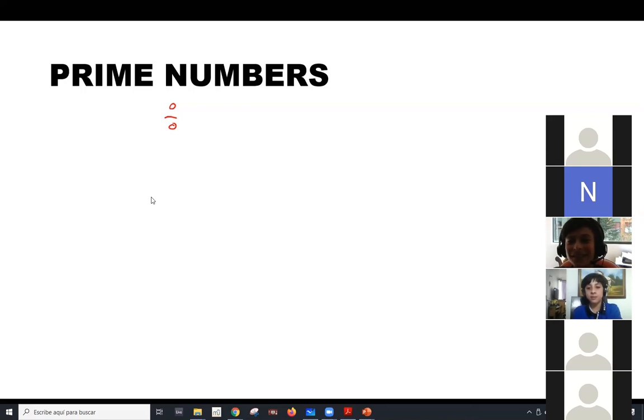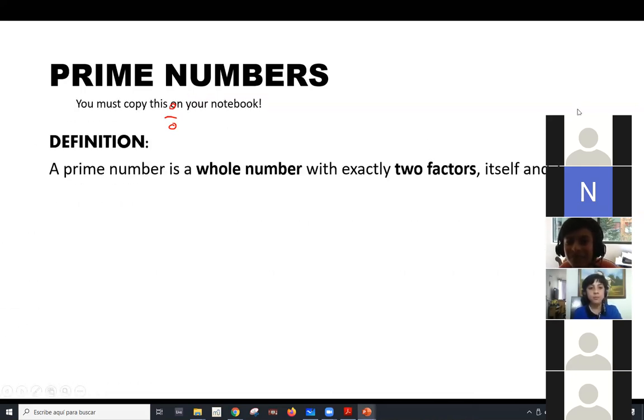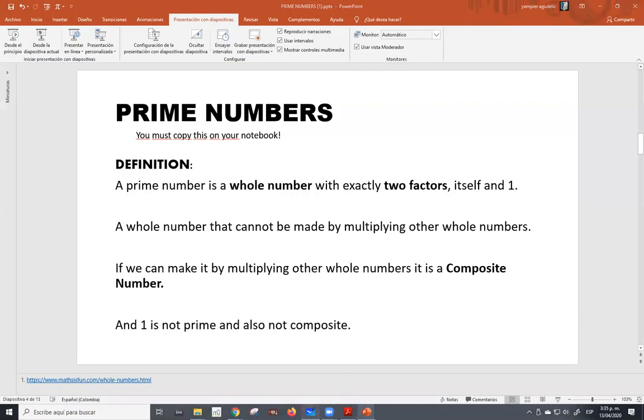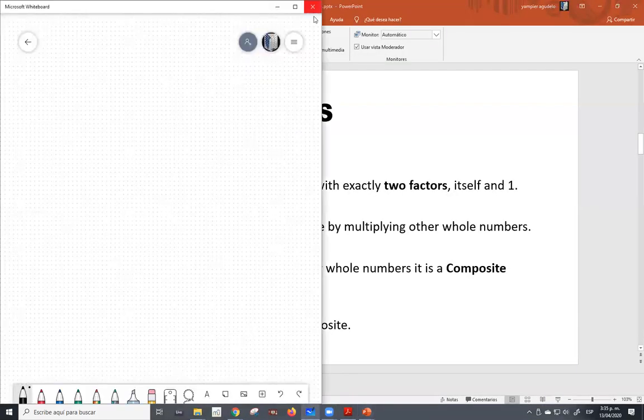Thank you, Wilches. Close. Let me show you the meaning here. You must copy this. So a prime number is a whole number with exactly two factors or two divisors, which is actually the same thing that Wilches said. Factors and divisors can be interchangeable words. Itself and one, not zero, Wilches, one.